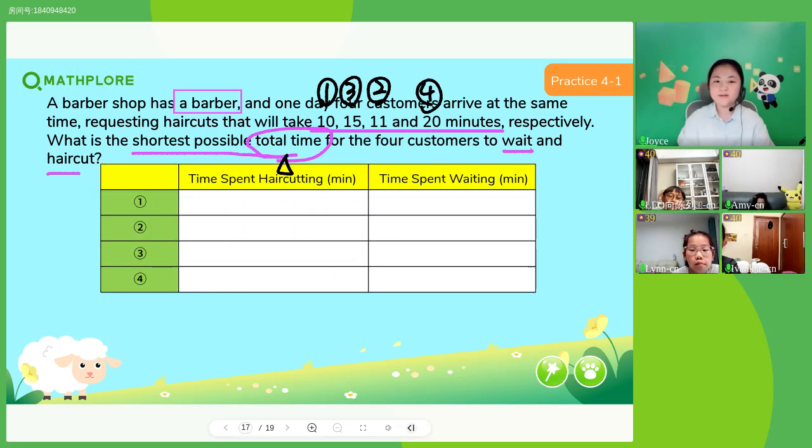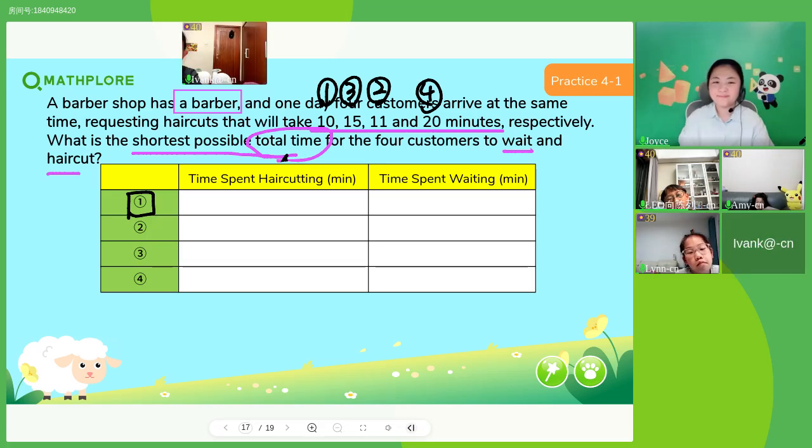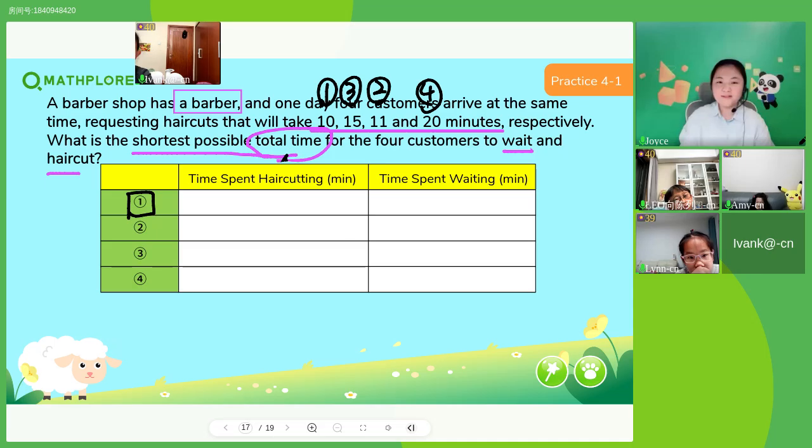Oh, yes. So let's see, everyone, let's think about their hair cutting time. The first person needs how many minutes? How many minutes of the first person? 10. Obviously, it's 10 minutes, right? 10 minutes to do the haircut. Second person needs how many minutes to do the haircut?